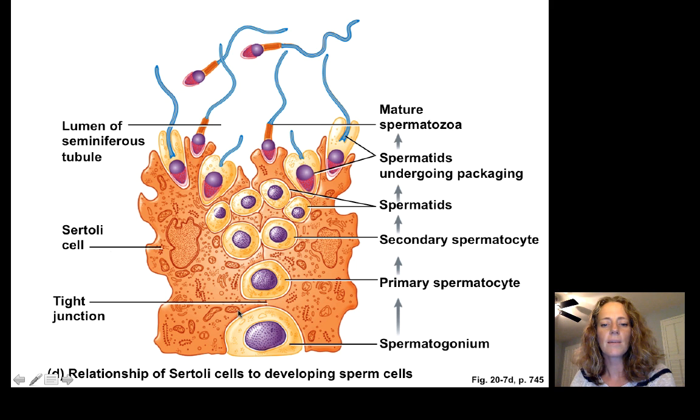So here is a book diagram which shows this process. Remember, this is the outer edge of the seminiferous tubule, and then they will move in towards the lumen as they're becoming more mature. So we go from spermatogonia to primary spermatocytes to secondary spermatocytes to spermatids. That process is mitosis and then meiosis.